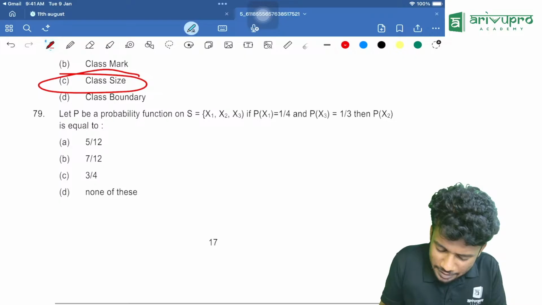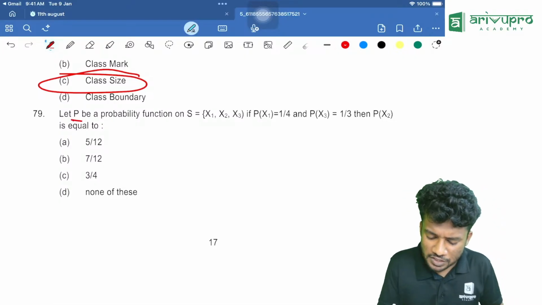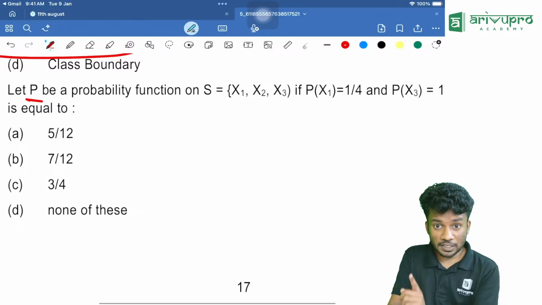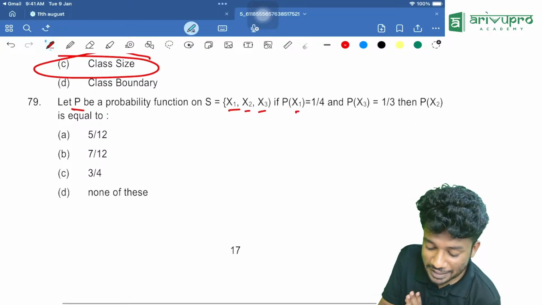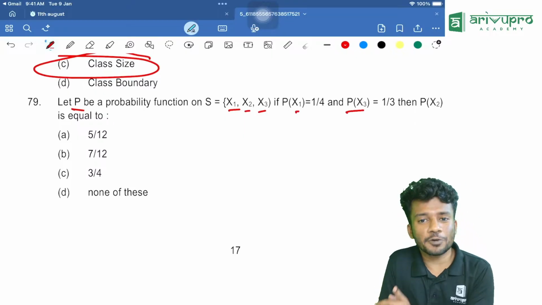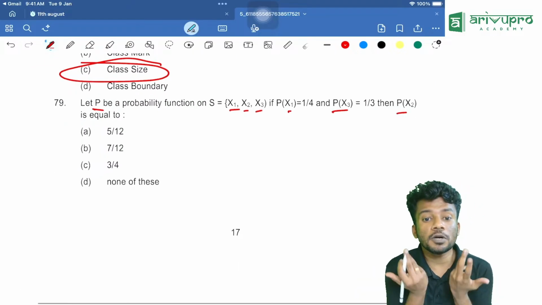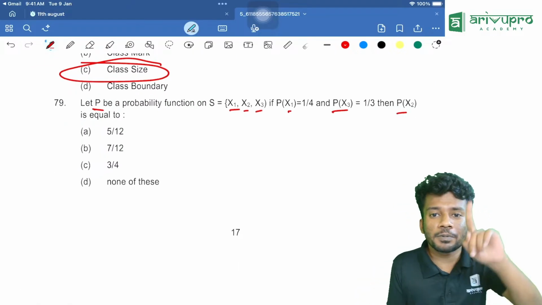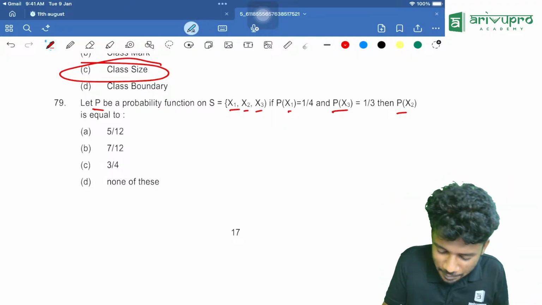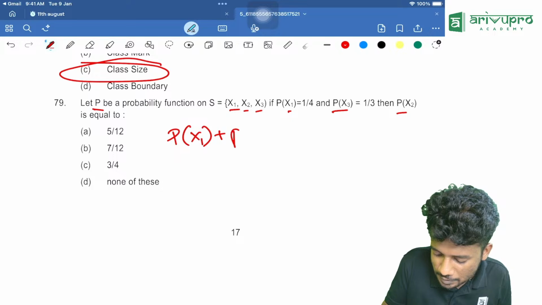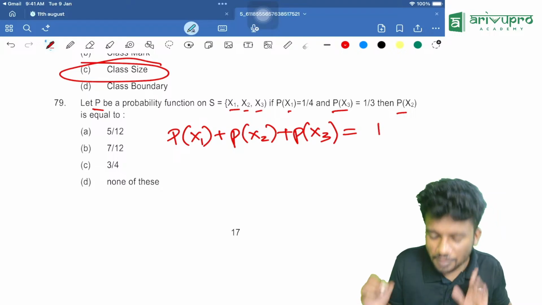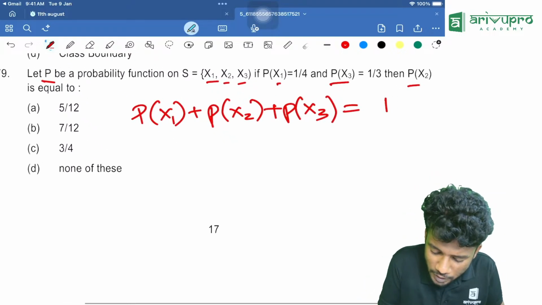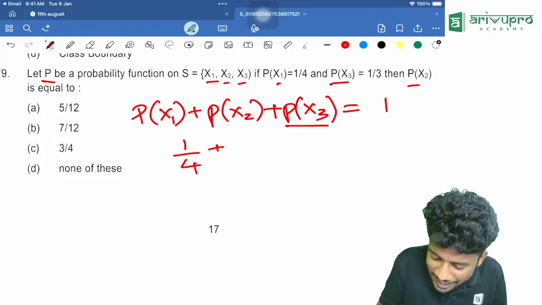Next one. Another easy question. Let P be a probability function on the given sample space, which has x1, x2 and x3. If P of x1 is equal to 1 by 4, P of x3 is equal to 1 by 3, what is P of x2? We know one thing, total probability should always be equal to 1. That means P of x1 plus P of x2 plus P of x3 should be equal to 1.